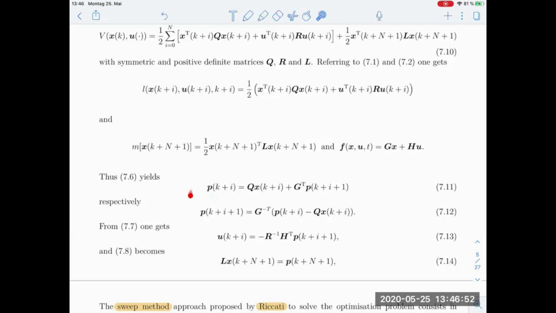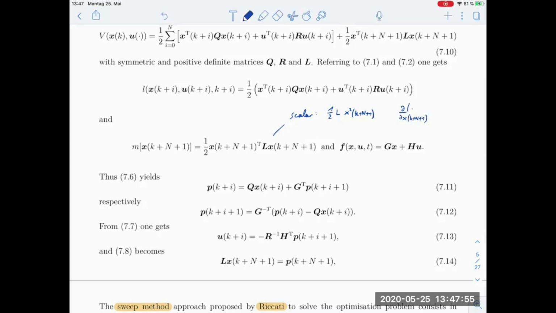So what we get now are the final results of the last chapter, where we established the equations for p, x, and u as well. You will recognize this last one, that's our terminal condition. So p at k plus N plus 1 is just the derivative of m with respect to x at k plus N plus 1, and you see that this becomes a very simple linear form in x. Remember, if we take a quadratic form, in the scalar case it's clear what happens. We have 1/2 times some scalar L times x squared, and this x squared is at k plus N plus 1. And now we derive that with respect to x at k plus N plus 1.